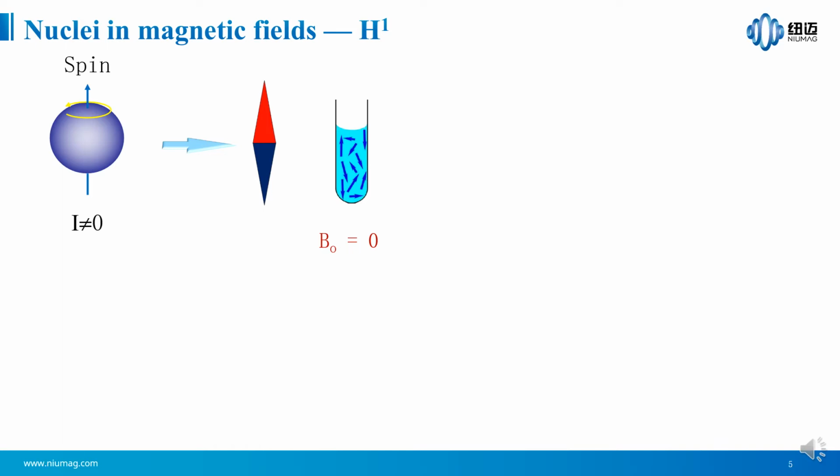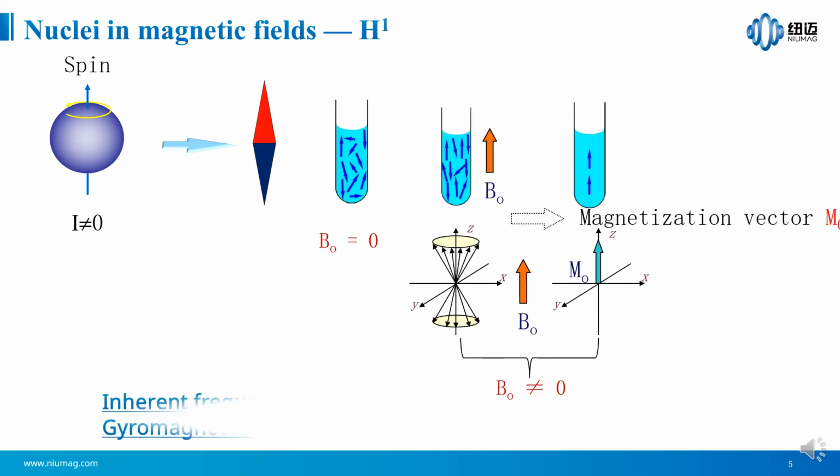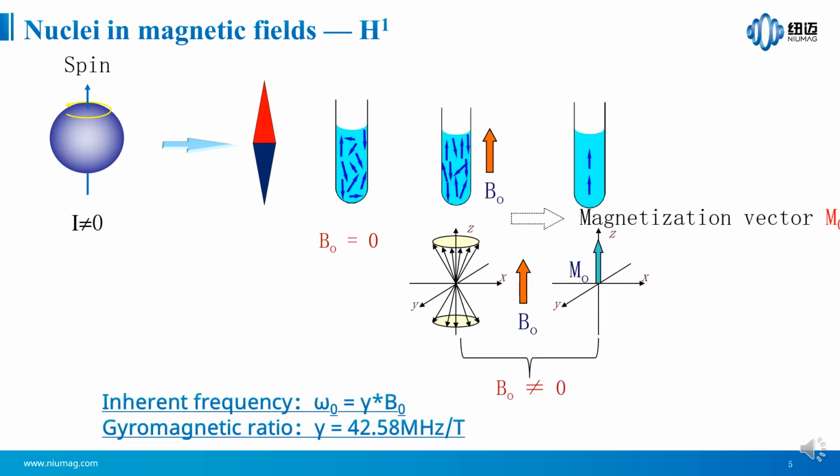After reaching equilibrium from a macroscopic point of view, the longitudinal magnetization vector will be generated. We use M0 to represent the magnetization vector. Now, when you get to this state, the whole system is in equilibrium. The longitudinal magnetization vector M0 is constant.